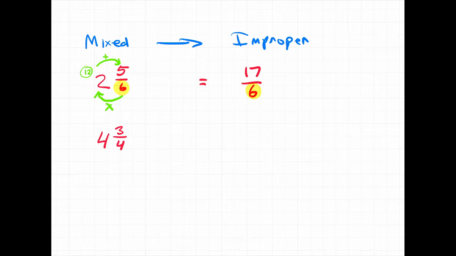Okay, let's do this one more time with 4 3/4. Again, what are we going to do? Multiply the 4 by the 4, which gives us 16. And then we're going to add the 16 to the 3, which gives us 19. So, to make an equal fraction in an improper form, we're going to keep the same denominator, which was 4, and our numerator is going to be 19.